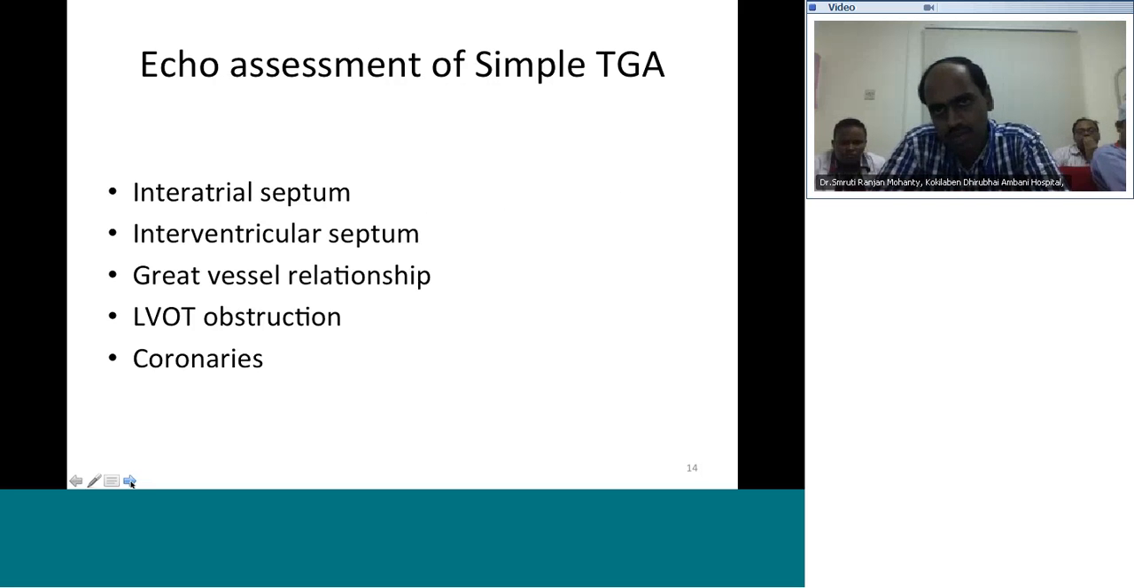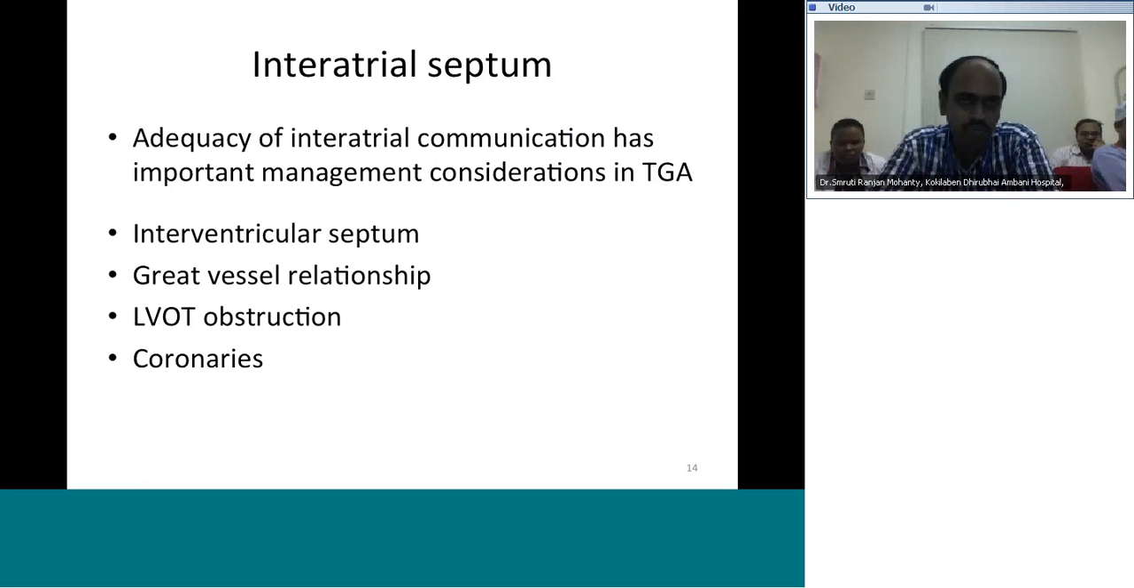Echo assessment of transposition will be looking primarily at the atrial septum, because the atrial septum can have a restrictive PFO or large ASD. The ventricular septum, because we may have an intact ventricular septum or you may have a ventricular septal defect, and if so, where is that defect, you will see. Great artery relationship, presence or absence of LVOT or RVOT obstruction, and coronary arteries.